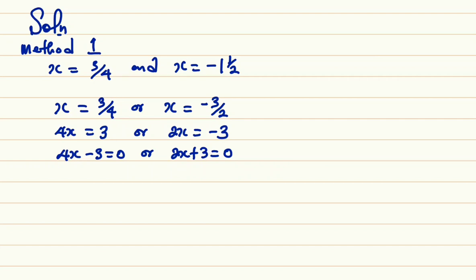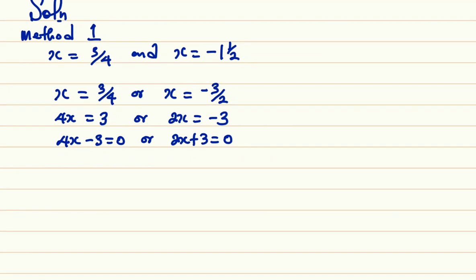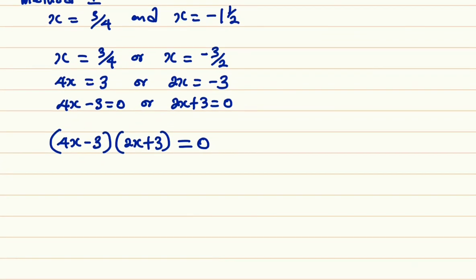I've now found the factors. So the next thing I'm going to do is multiply them. Since each of them is equal to 0, if I multiply them, 4x minus 3 times 2x plus 3, it must surely be 0, because both of them are zero. Now once I decide to expand, this is how you expand. You pick 4x and multiply by everything in this bracket, which is 2x plus 3. Then you pick minus 3 and multiply by everything here, this 2x plus 3, equals 0.